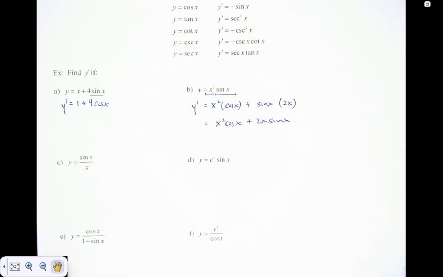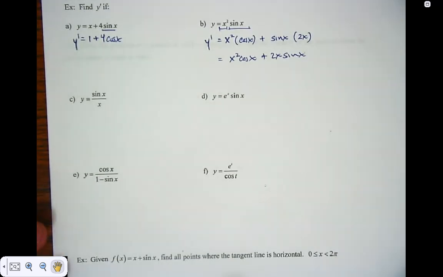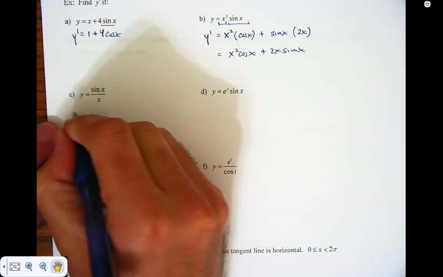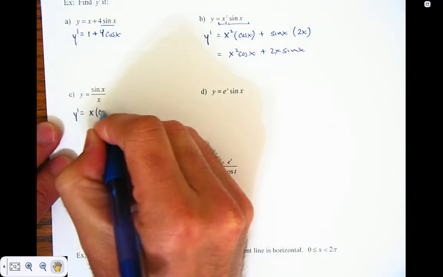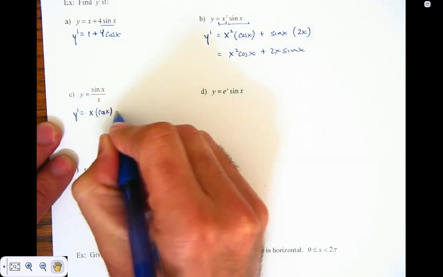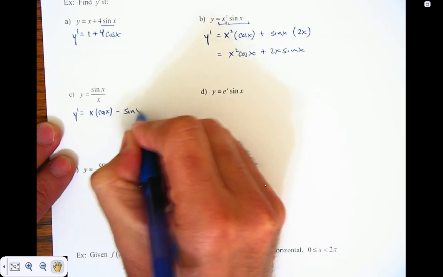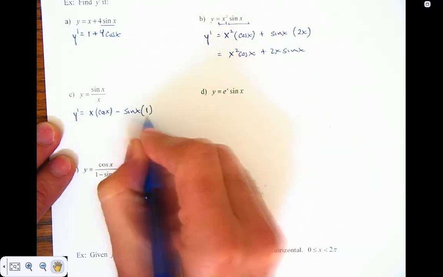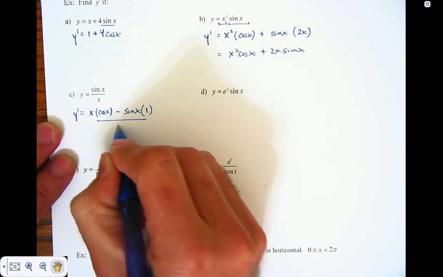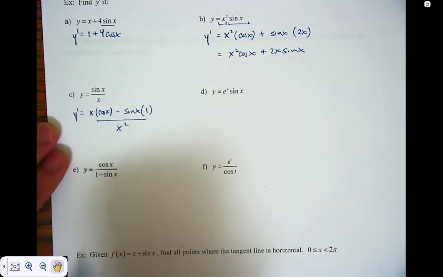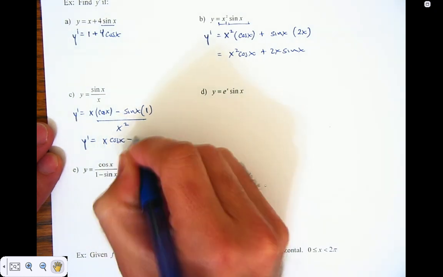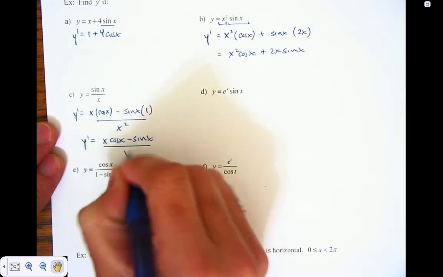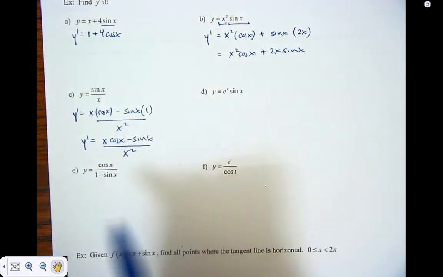All right, then looking at C, we've got a quotient rule here with trig. And so we'd say that y prime is low, which is x, d high, so cosine of x, low d high, minus high, which is sine of x, d low, which is just 1, the derivative of x, all over x squared. Again, just clean it up, write your final answer: x cosine of x minus sine of x, all over x squared. There's nothing that simplifies there from pre-calc that you would remember or anything like that, so that's an acceptable answer.